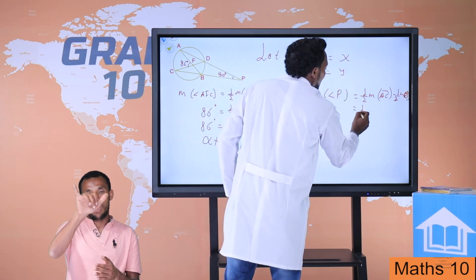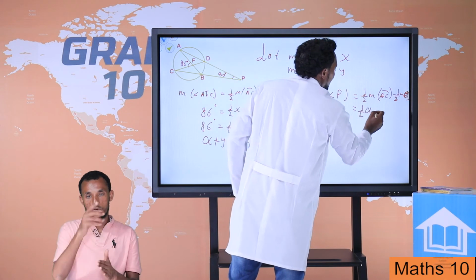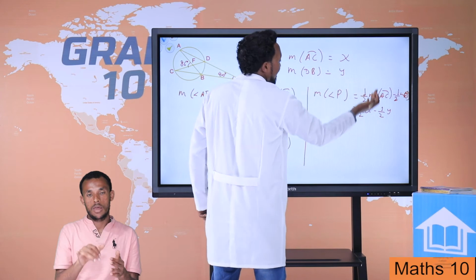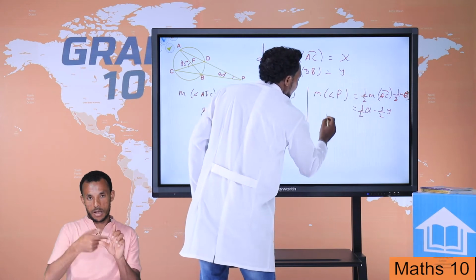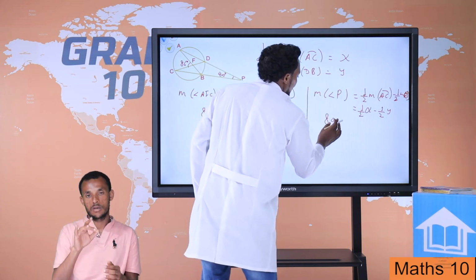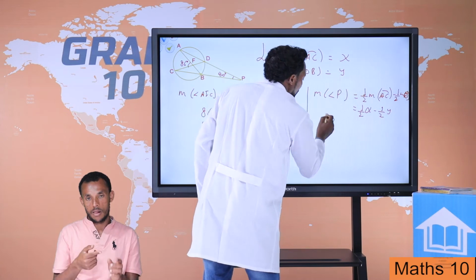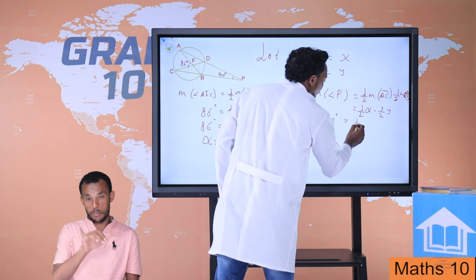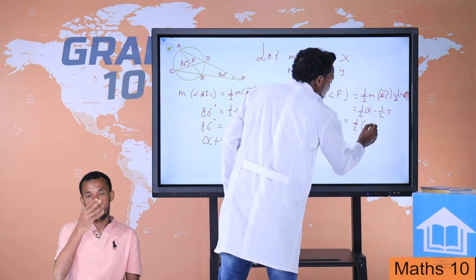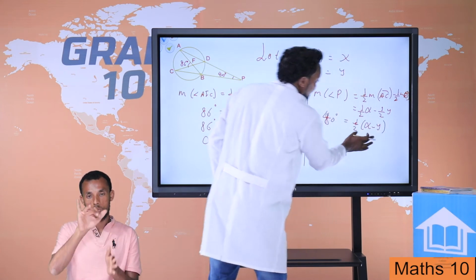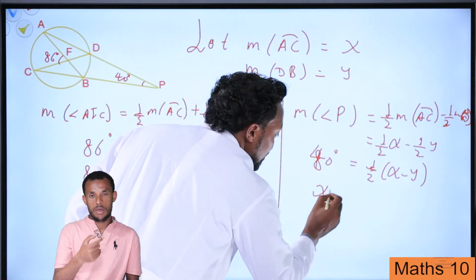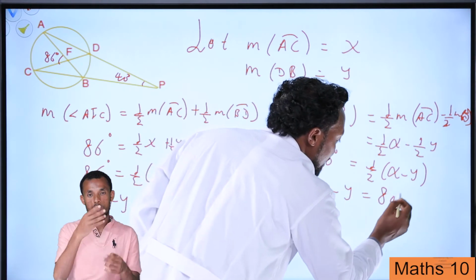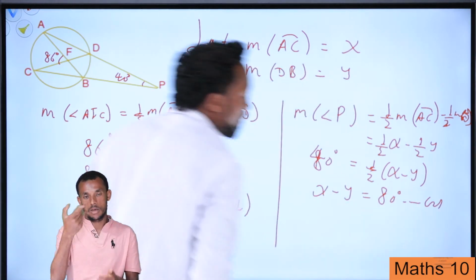This means half of x minus half of y. In other words, BD is y, AC is x. The angle P is 40 degrees. Sorry, not 80 degrees here, 40 degrees. 40 degrees means the same as half of x minus y. Here, x minus y, multiplied by 2, gives 80 degrees. This is the second equation.